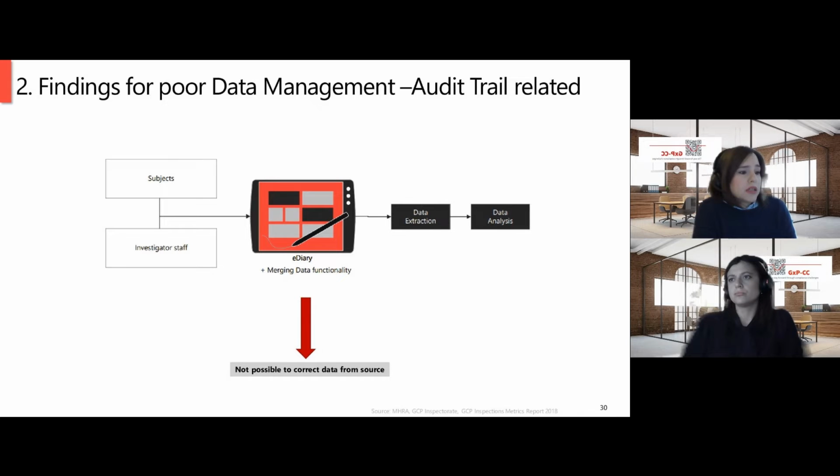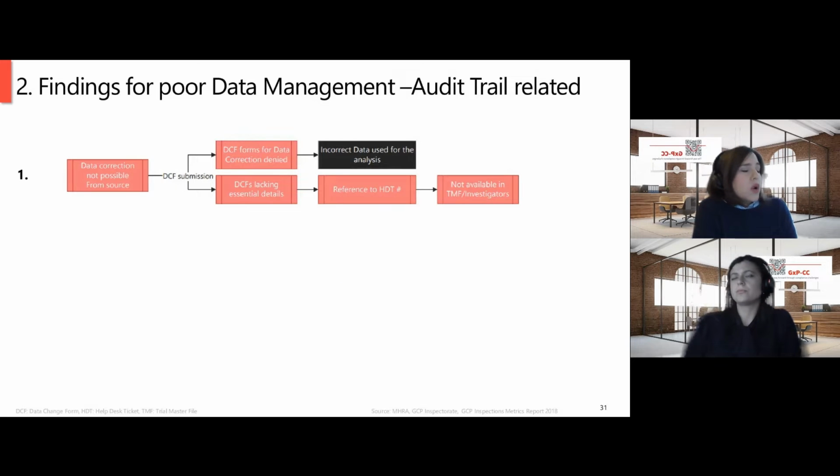The problem here is that it was not possible to correct data from the source. In this case, when electronic devices are used for capturing data, they are considered as the source. So no paper documents, no documents within the clinic, just the device data is considered as source. What are the problems here? So as I just said, it was not possible to perform data correction.